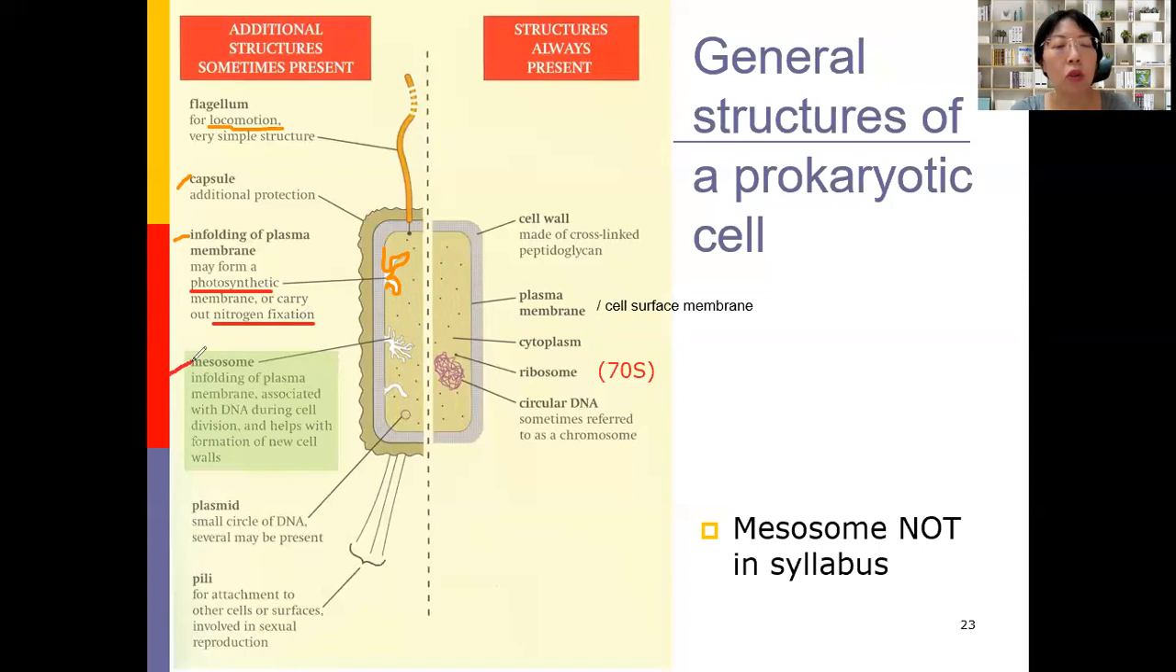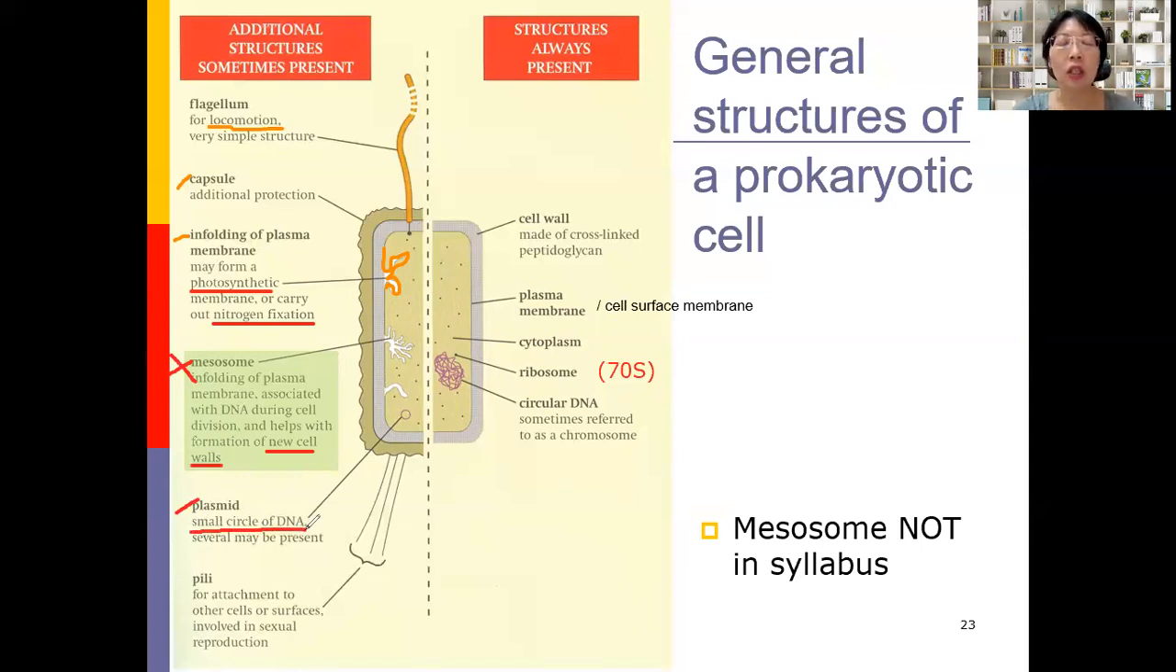Then mesosome is also a specialized location where the cell surface membrane also folds into the cytoplasm, and it contains some specific enzyme for it to carry out, for example, to help in the formation of new cell walls. Okay, so mesosome is not in your syllabus, so you don't have to learn what is mesosome and what it is used for. All right, plasmid is a very small circular DNA.